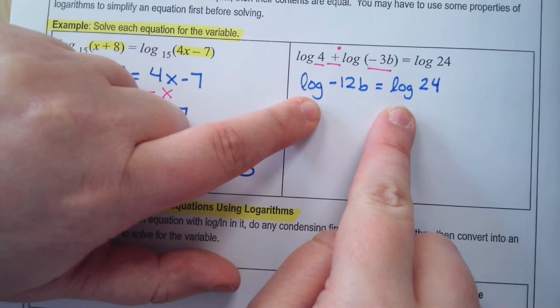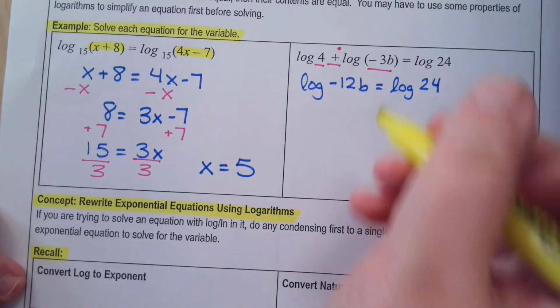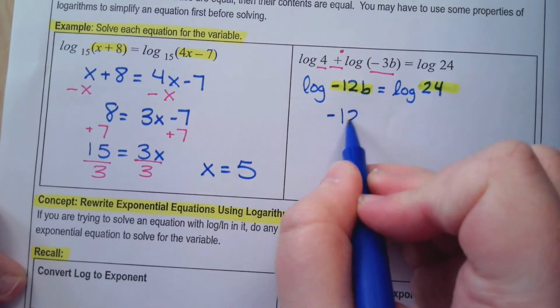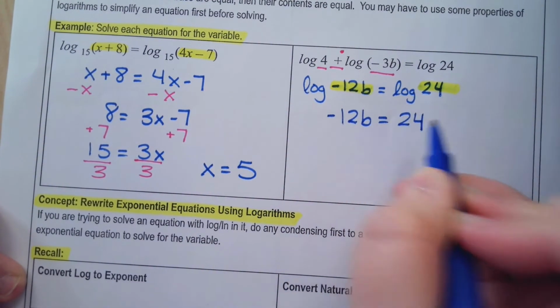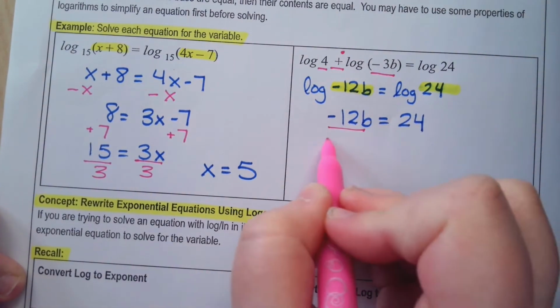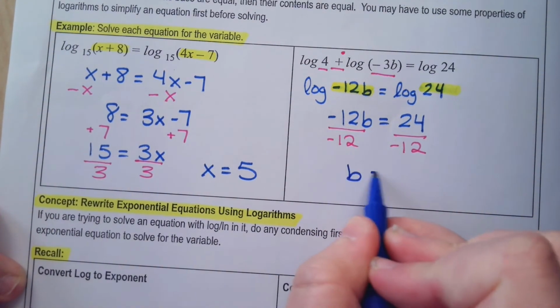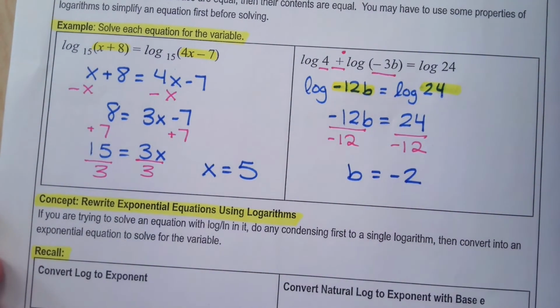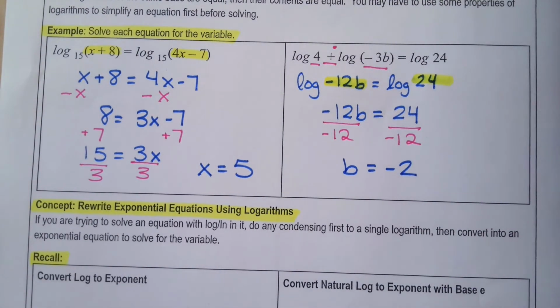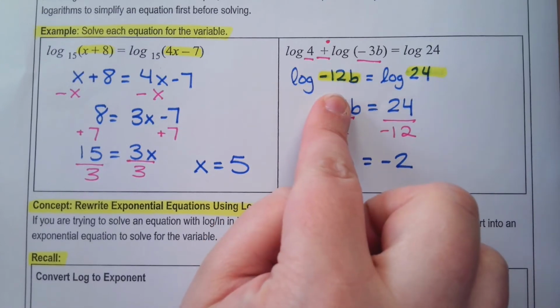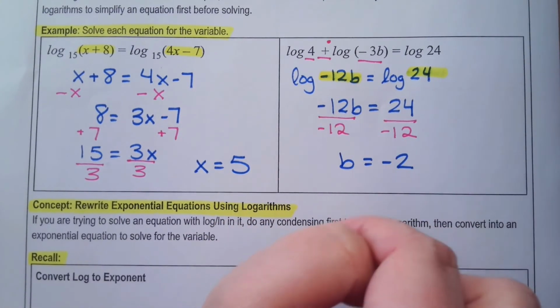Logs are equal on both sides, therefore the contents are equal. So we're going to drop the logs. Negative 12b is equal to 24. Divide by negative 12. And we get b is equal to negative 2. So the big thing when you have common logs is it needs to be condensed all the way down to a single log first before setting the contents equal.